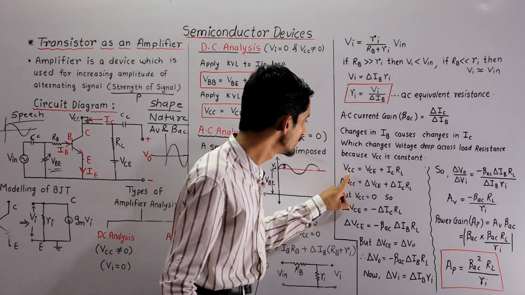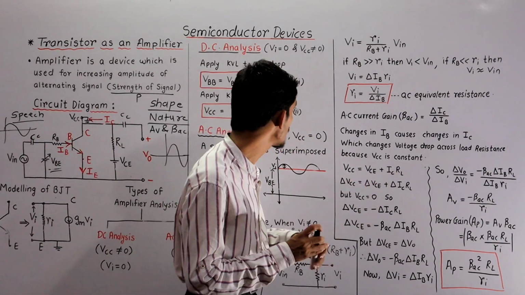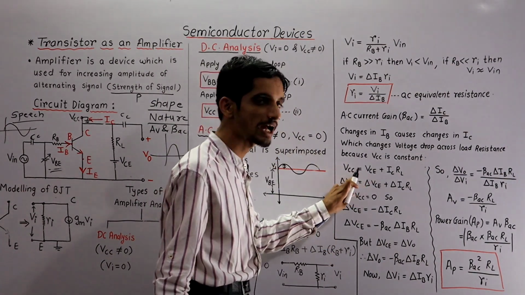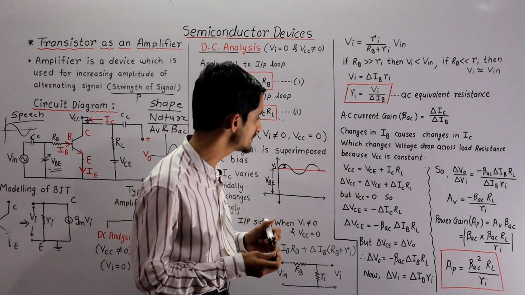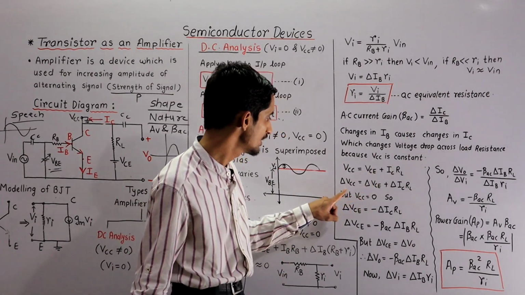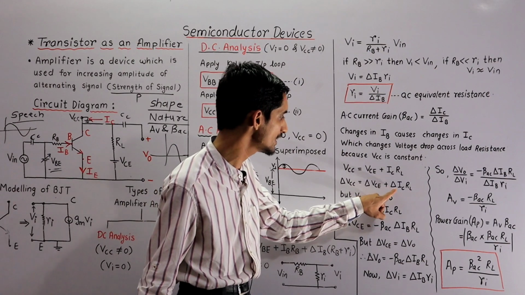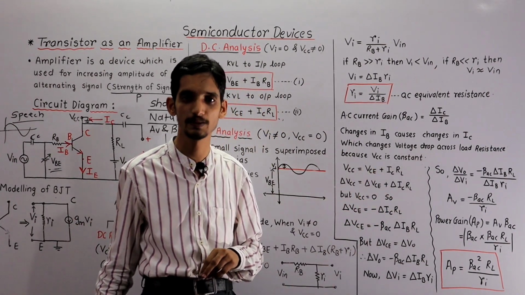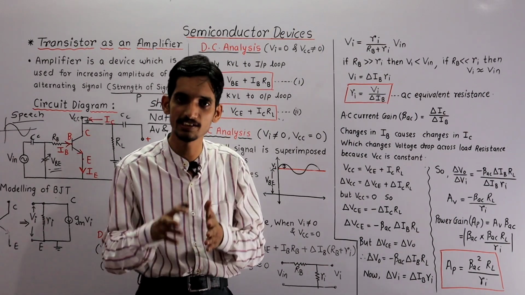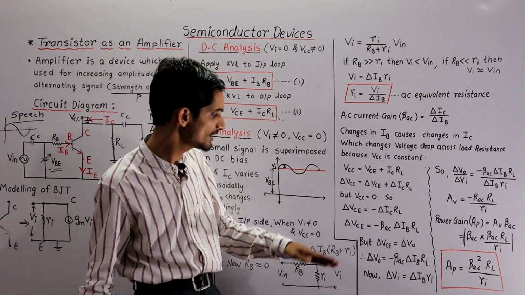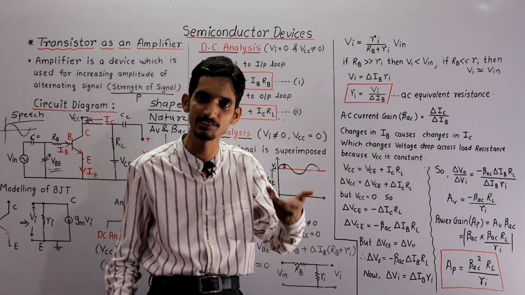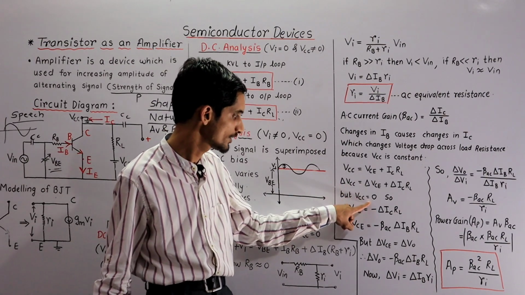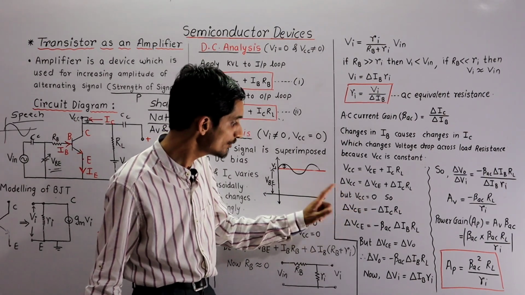Now VCC is equal to VCE plus IC RL, as I discussed in the DC analysis. So I am taking the equation from the DC analysis, VCC is equal to VCE plus IC RL. So delta VCC is delta VCE plus delta IC RL. Now why is it necessary to take this delta VCC? As I am applying an AC signal, that signal is changing, so definitely I have to write this equation also in changing form. But this VCC is constant, that's why delta VCC is 0.